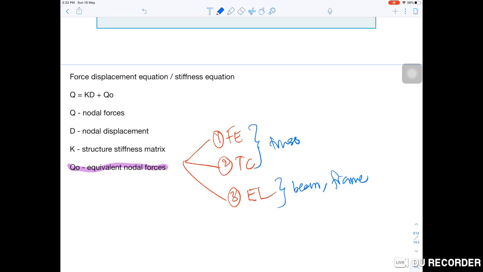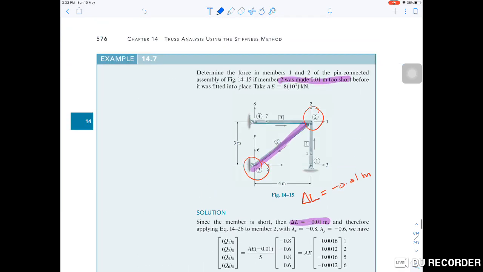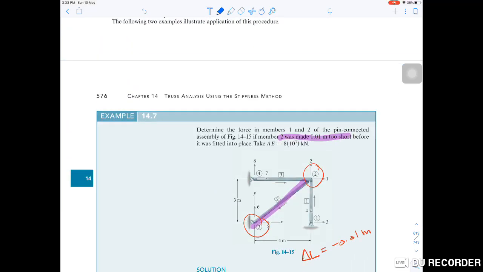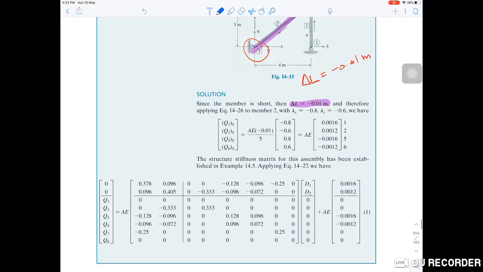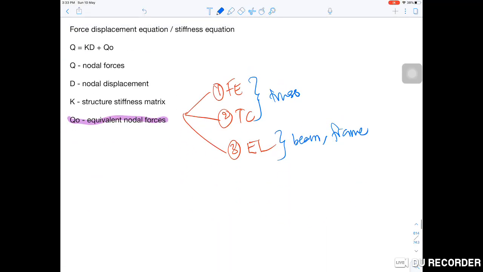That is why the question mentions that member 1 is fabricated, and also mentions that member 2 was made 0.01 meter too short. So all these three effects, fabrication error, temperature changes as well as external load, are all about member. This is not about nodes, this is about member. Okay, nodal forces, it is about nodal force.